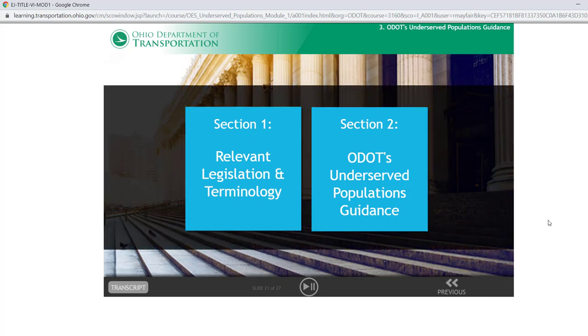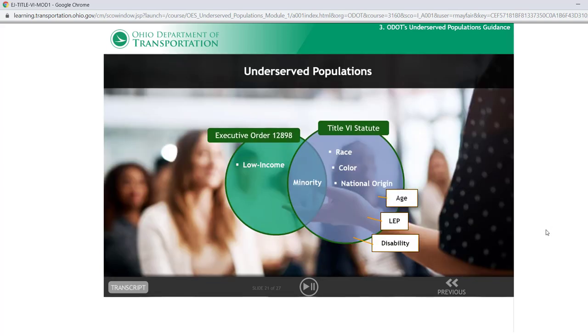The anti-discrimination legislation you just learned about established comprehensive protections for diverse populations. In this section, we will focus on ODOT's Underserved Populations Guidance, which is a method for upholding these protections. Let's get started. Together, the laws we worked through require ODOT to comply with anti-discrimination policies when participating in a federal action or utilizing federal funds.